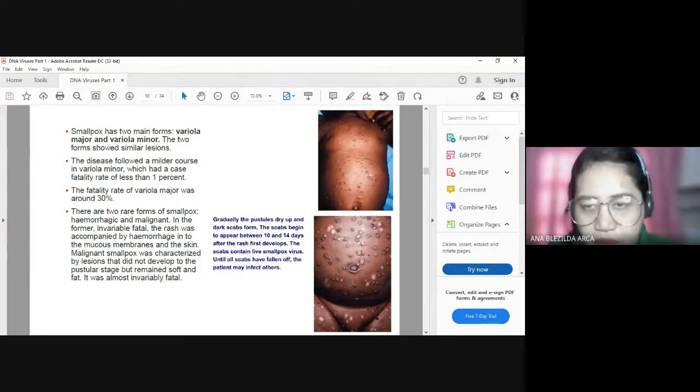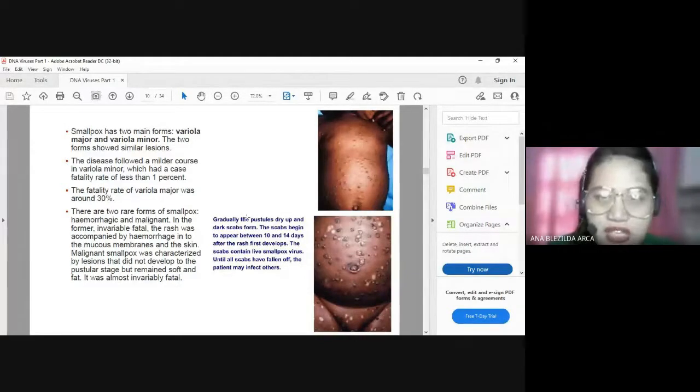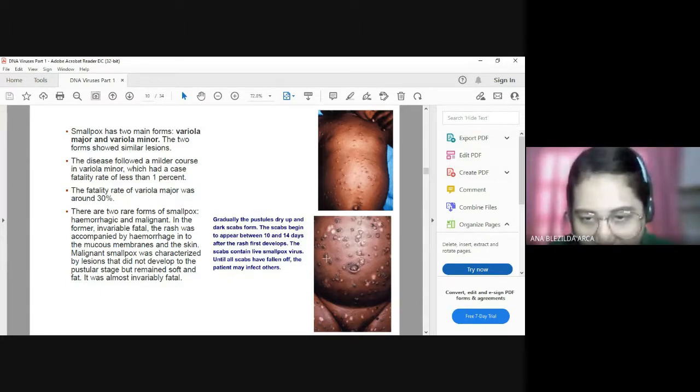O, kita mo, bilog na bilog sila, di ba? Tapos parang may fluid, right? Pero kapag nag-dry up na, like this one, ito na yung itsura niya kapag nagda-dry na. So, gradually, the pustules dry up and dark scabs form, like this one, di ba? Scabs begin to appear between 10 to 14 days after the rash first developed. And then the scabs contain live smallpox virus until all scabs have fallen off and the patient may infect others. So dapat malaglag yung mga scab na yan para masabi mo na hindi na nakakahawa si pasyente.